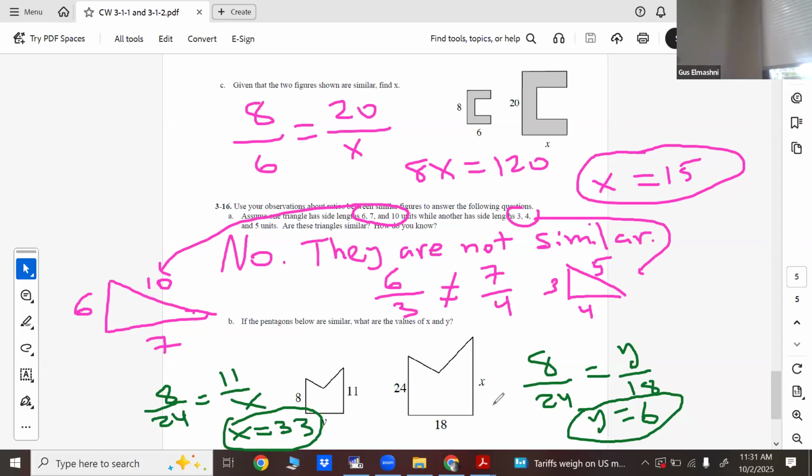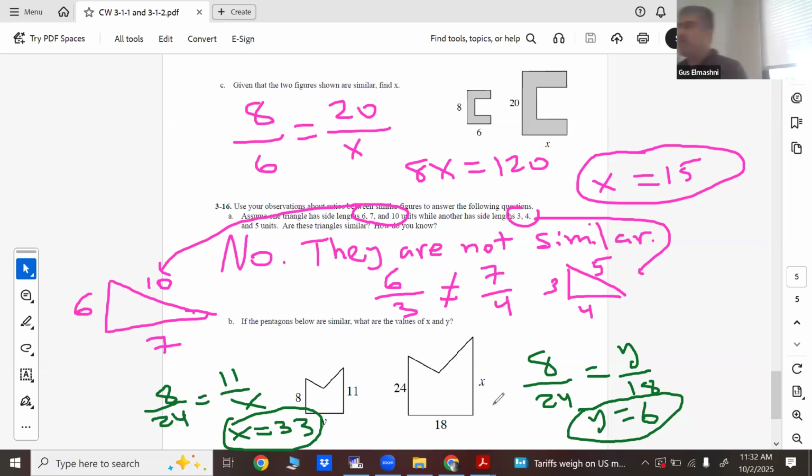Aren't they two different? This is what I did: I compared 8 to 24 to 11 to x. Correct, but you can't compare 11, x, y equals 18, because you need to have just one variable in the equation.